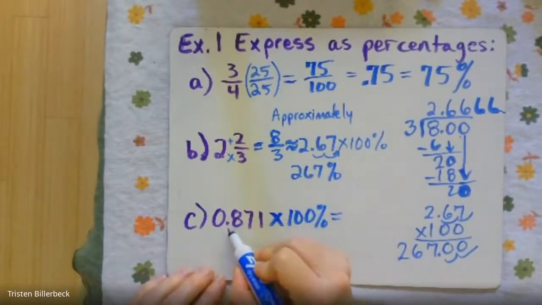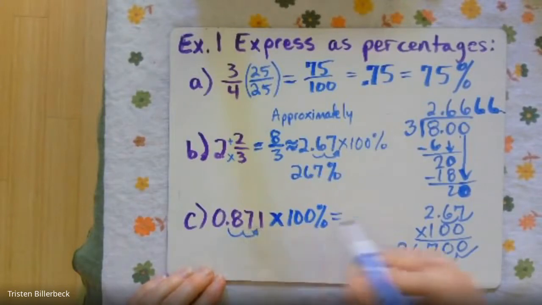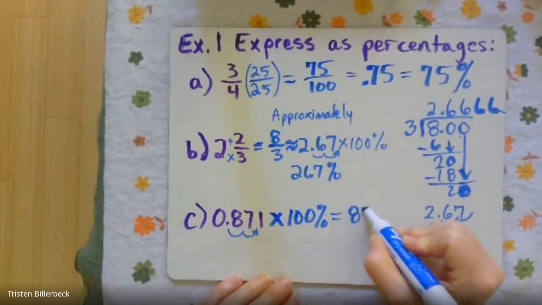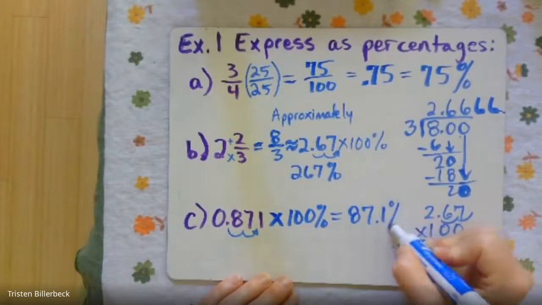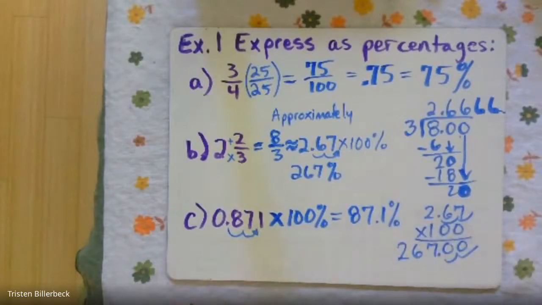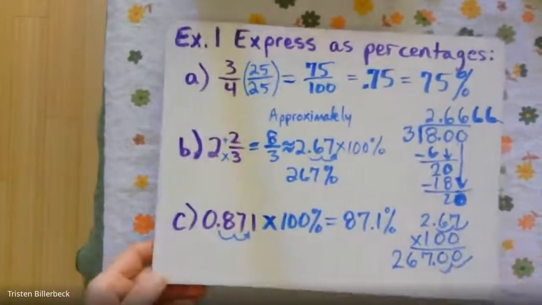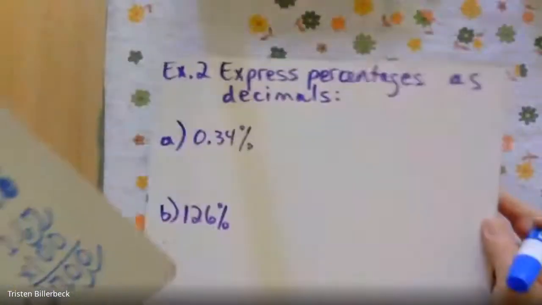Okay, for this one, it's already in a decimal, so all we have to do is multiply by 100%. So that's going to move this decimal over 2 spots. So we have 87.1%.